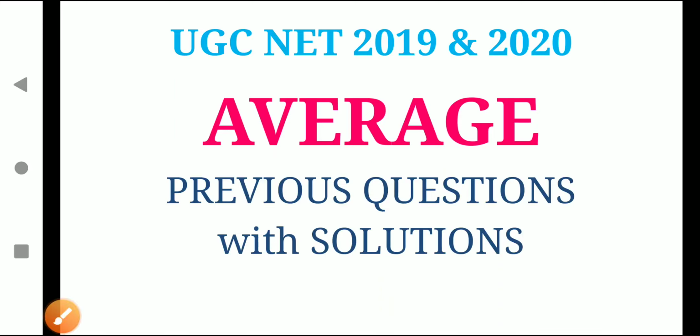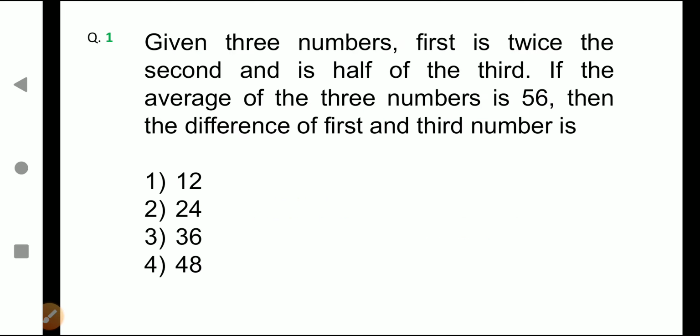Hi, now we are going to discuss previous questions of UGC NET from 2019 and 2020. The topic is average. First, given three numbers, the first is twice the second and is half of the third. If the average of the three numbers is 56, then the difference between the first and third number is?